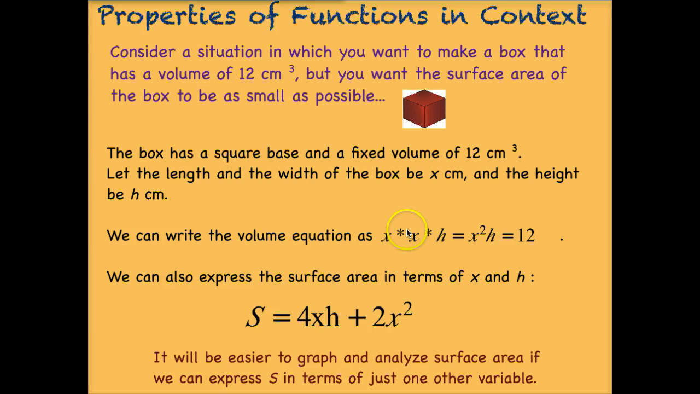So in our problem, we have 2 equations, one that represents volume and one that represents surface area. We are trying to minimize our surface area. So we're trying to find a minimum. But if we look at our surface area problem here, we have 3 variables, s, x, and h. We cannot graph a function with 3 variables. So if we want to analyze surface area, we can express s in terms of just one other variable, x, if we get rid of this h. How do we do that?